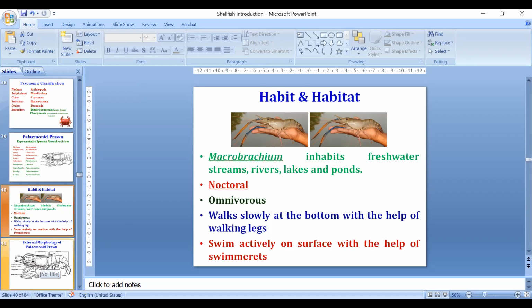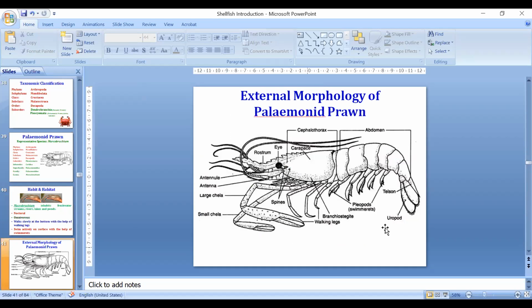Okay, so here we will see the external morphology. This is the typical diagram of the external morphology of the Palaemonid prawn. Here you can see that we will take the entire external morphology basically in two parts. One is the cephalothoracic part and the other is the abdominal part. So from here to here is the cephalothorax region, and from here to here is the abdominal region. So we are going to study the morphology, which has basically two divisions.